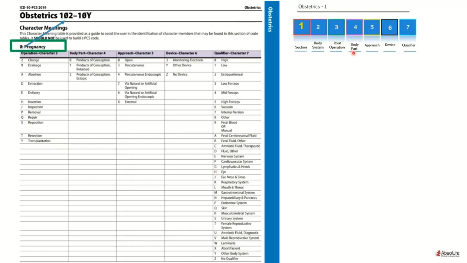Next, let's look at the body part. There are three. In this chapter, you are only going to code for products of conception, products of conception retained, or products of conception ectopic. Okay, coders, hold tight. We're going to define what products of conception is. But next, let's look at our approach. We've got the open approach, percutaneous, percutaneous endoscopic, via natural or artificial opening, via natural or artificial opening endoscopic, and external.